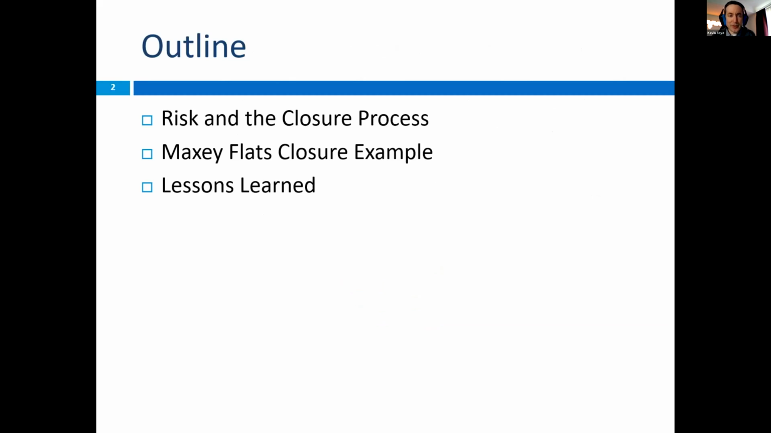So very briefly, there's 3 main topics that I'm going to touch on. Very quickly, I'm going to talk a little bit about risk, and specifically risk as it relates to design decisions, and then the closure process under which this particular site was closed. I'm going to talk a lot about the specific project, the Maxey Flats disposal site, the closure example that I'm talking about in this presentation, and then spend a little bit of time talking about some things that we learned from the process of doing this design and achieving regulatory acceptance for our proposed solution to this site.